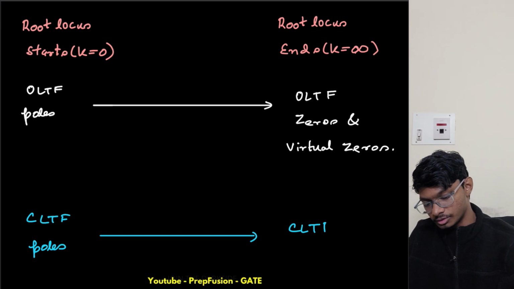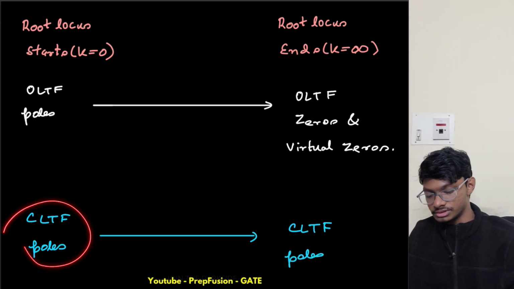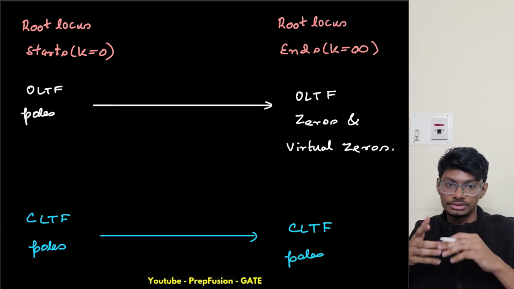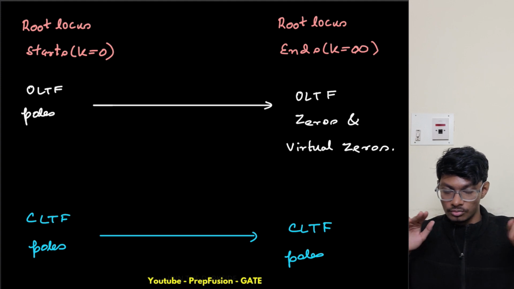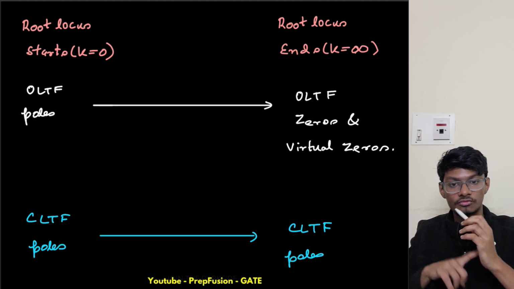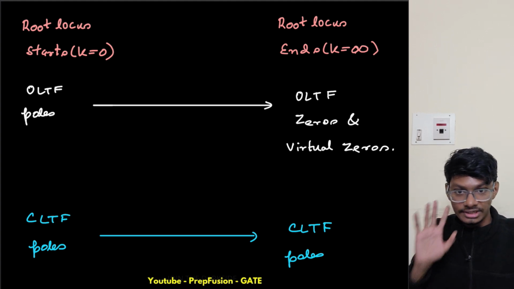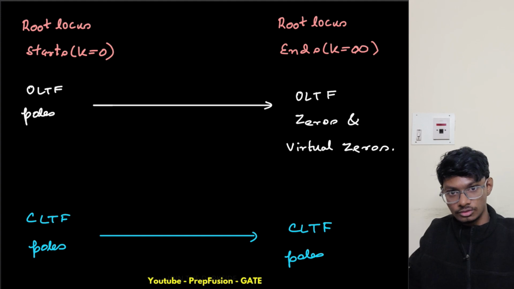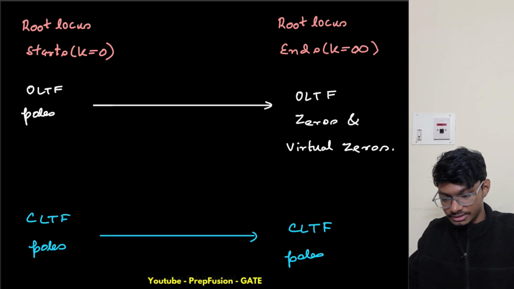CLTF poles themselves, because at k equals 0 I have one set of CLTF poles, and here I have some other CLTF poles, right? So it is going from one pole to another pole. The whole plot is for poles only, not for zeros. Just remember the root locus is a plot for the CLTF poles, not the zeros. CLTF zeros have nothing to do with the root locus. Nothing to do.